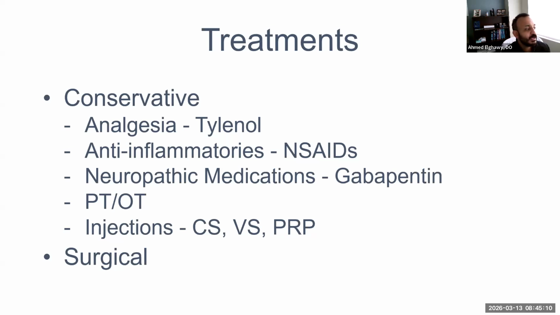And then injections can be used as well. I think the data on corticosteroids is not great in terms of long-term relief, but in sports medicine, we are typically using injections like corticosteroids, viscosupplementation, and PRP as a way to delay surgery. And so I would say that is really the role for these injections. They're not necessarily there to fix osteoarthritis. They're there to reduce the symptoms and prolong any surgical intervention. And then obviously surgery would be very much a last resort.